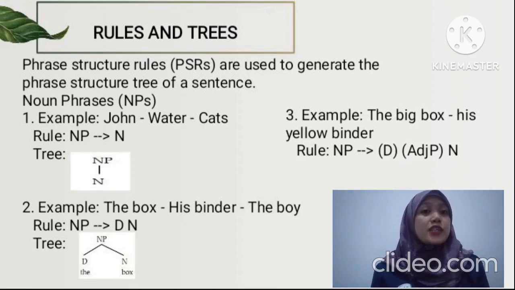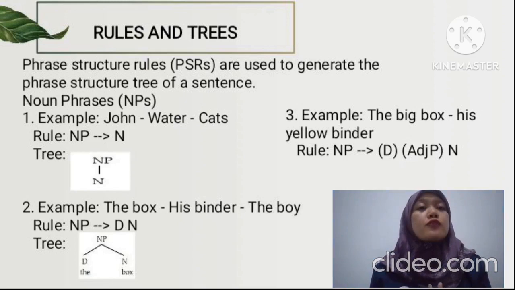The next discussion is about rules and trees. To understand the typical hierarchical tree structure, we need a rule to generate that tree. The rules we are going to consider in this discussion are called phrase structure rules. They generate the phrase structure tree of the sentence.